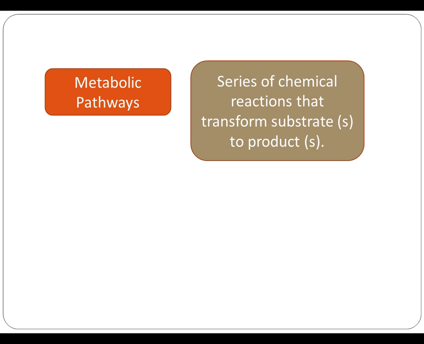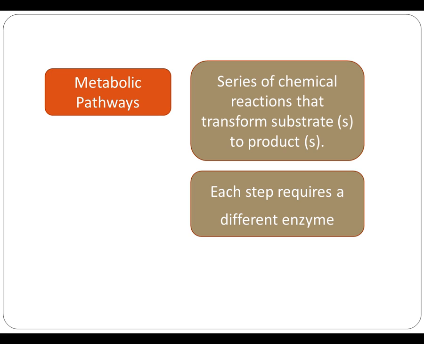In order to get from point A to point B, each step is going to require a different what? A different enzyme. Each enzyme binds its own substrate and produces its own product, which serves as a substrate for the next enzyme. So there are lots of enzymes in many metabolic pathways. Each step is going to require a different enzyme.